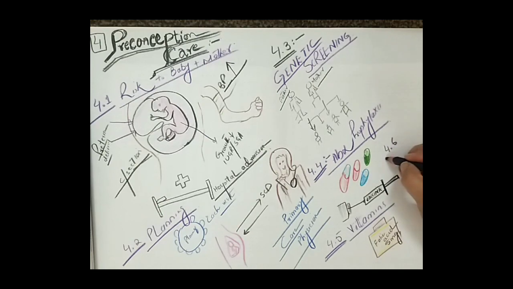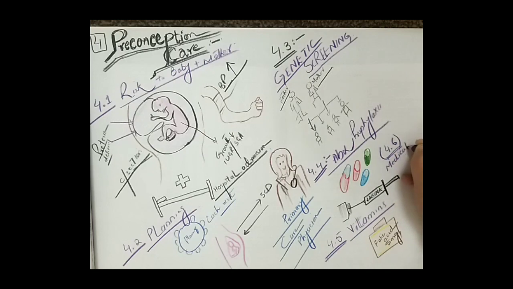Now coming to point 4.6, medication review. What medication should be reviewed preconceptually? We cannot prescribe each and every medication. We should check what medication our patient is taking. Certain medication should be stopped, certain medication should be reviewed.